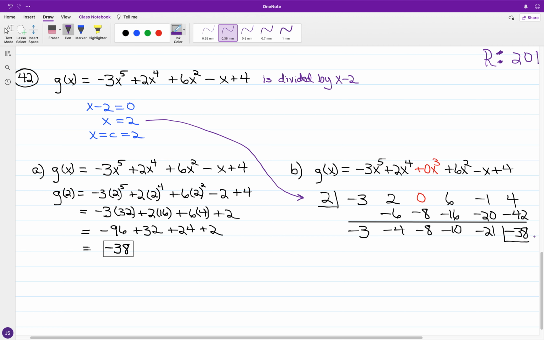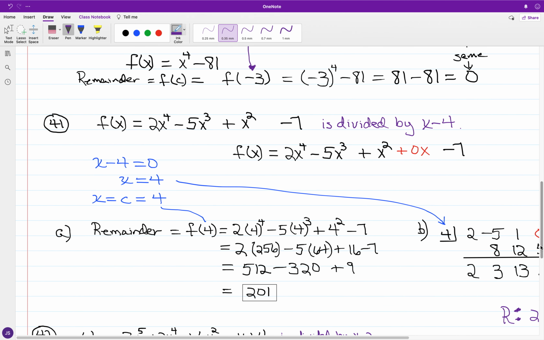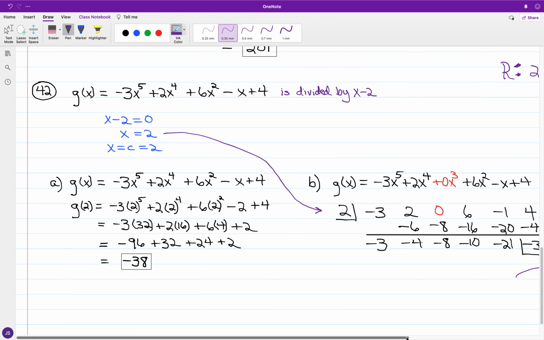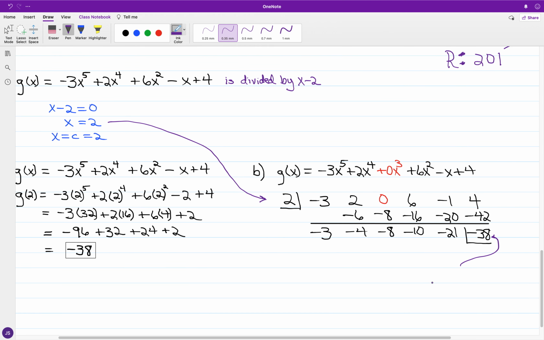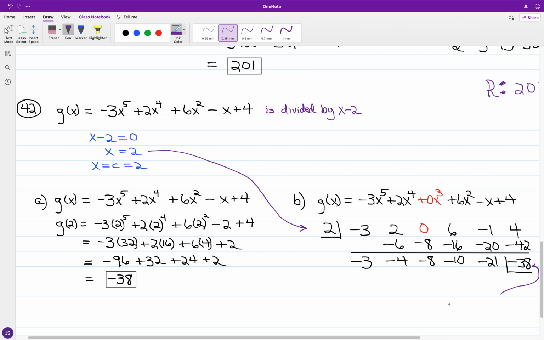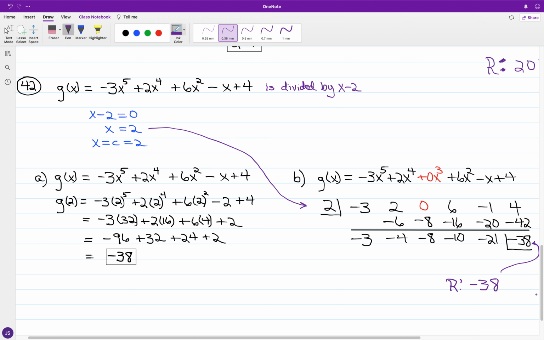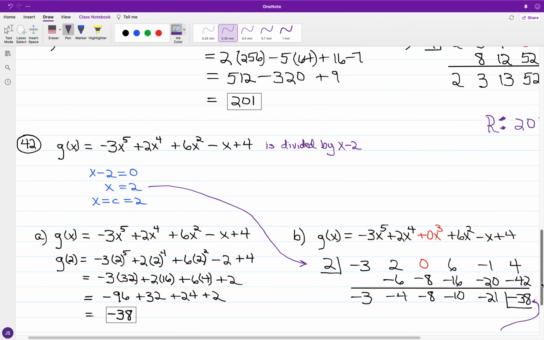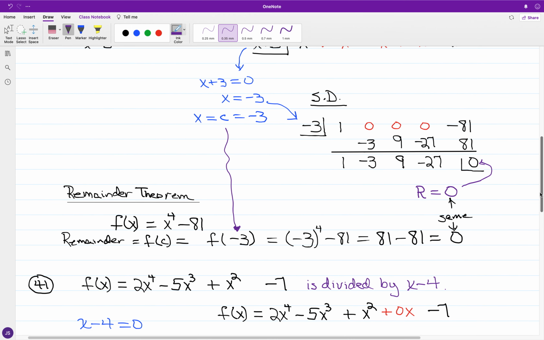And again, the remainder is negative 38 from the synthetic division, and this will be identical to what we have in the case of the remainder theorem. So we have that history regarding the remainder. All right, now for the next item, we're going to have the factor theorem to be included.